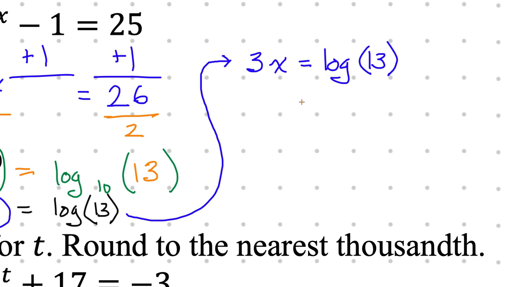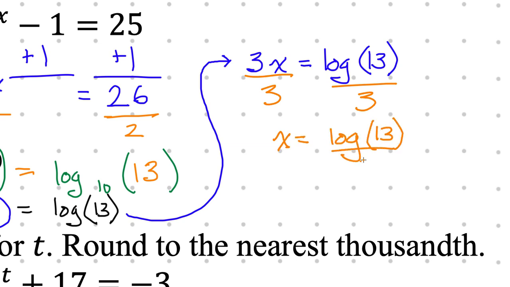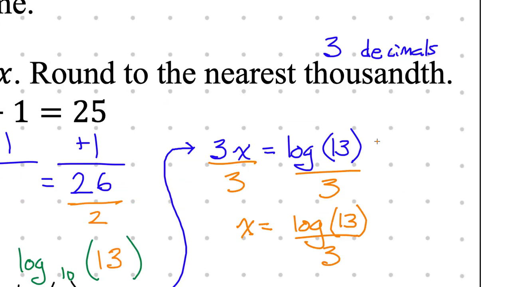Yep, there it is. Divide both sides by 3, and there's our answer. X is equal to log of 13 divided by 3. Done. Well, I guess we have to round to the nearest thousandth.